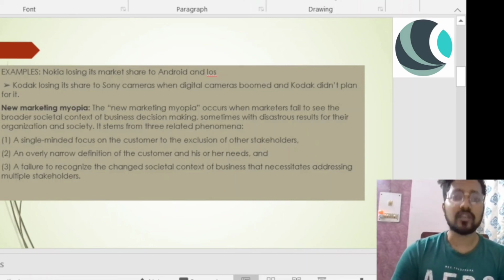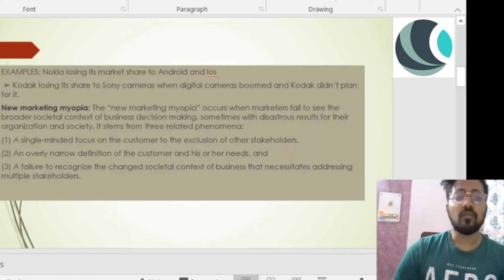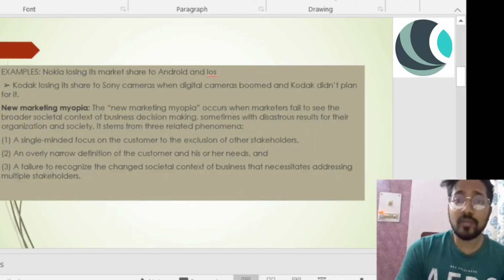I'm just looking for the customers. That's not going to work. That's a marketing myopia. I have to look after each and every one. An overly narrow definition of the customer and his or her needs. So what is a customer for me? Someone who is buying the product? No, there are potential customers as well. I have to look after them as well.